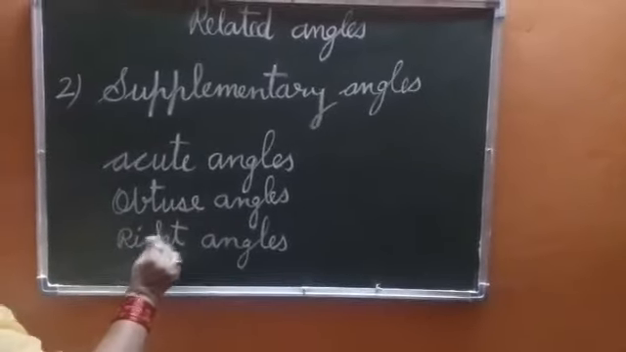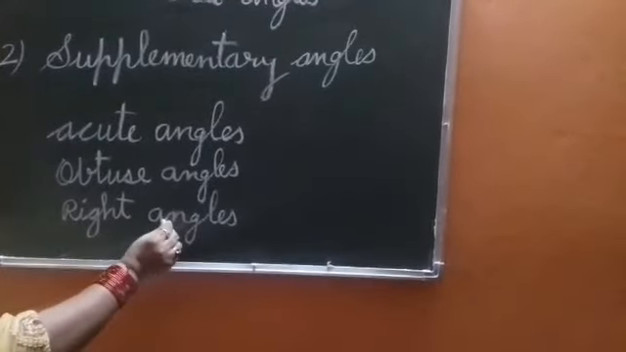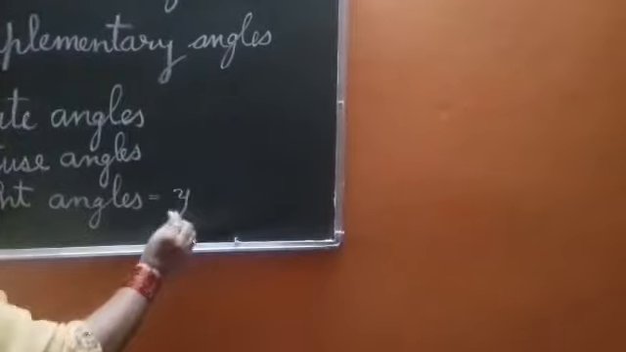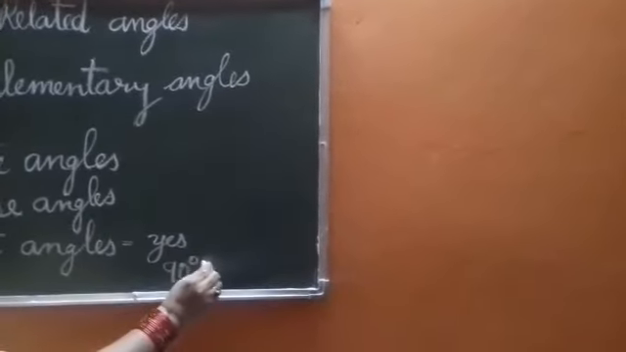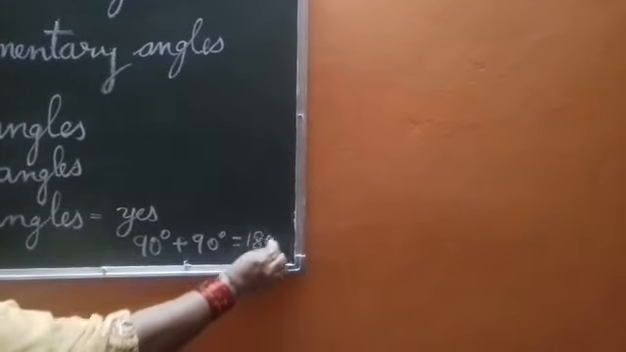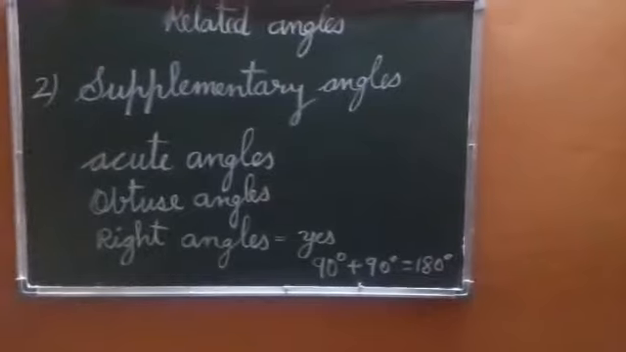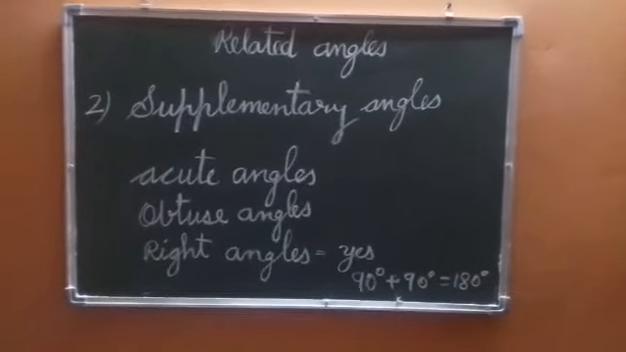Then the third question: can two right angles be supplementary? So yes, the answer to this question is yes, because a right angle means 90 degrees. So two right angles means 90 plus 90 degrees, which is equal to 180 degrees. So two right angles can be supplementary. So this is all about supplementary angles, children.